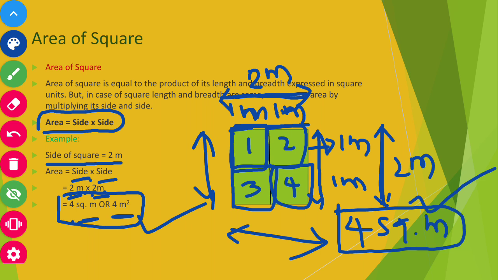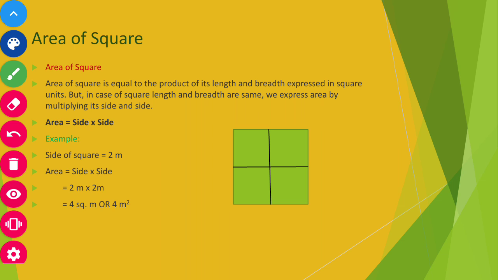Here also and here also. By counting also you will get the same answer. By using this formula also you will get the same. So what is the area of the square? We can easily find it by multiplying the side into side. Area of the square is equal to side into side. Then we'll move to the rectangle.